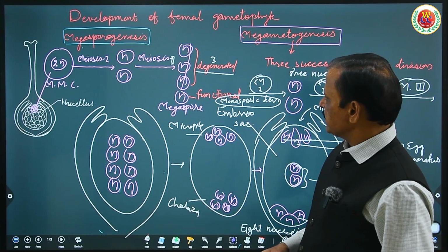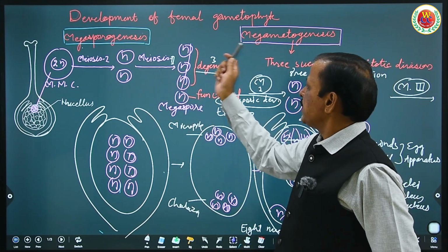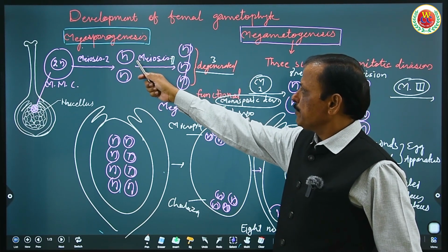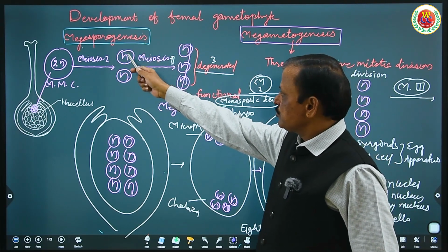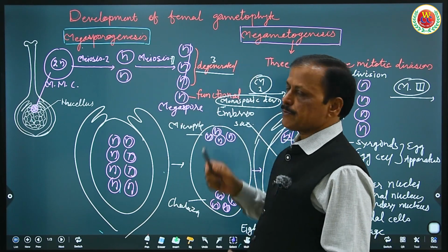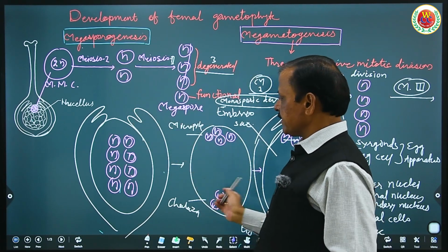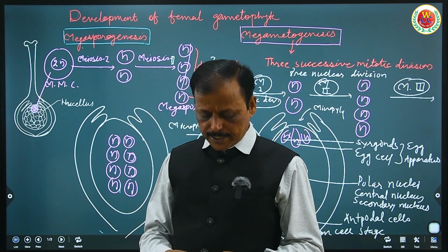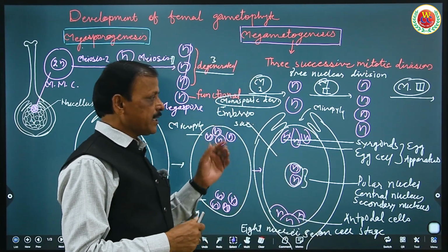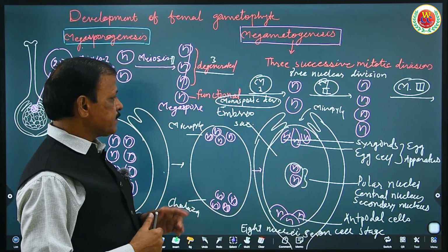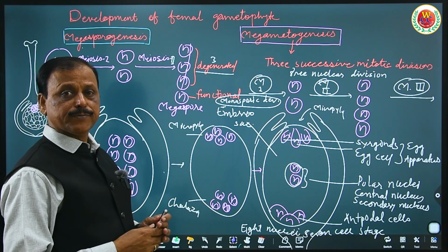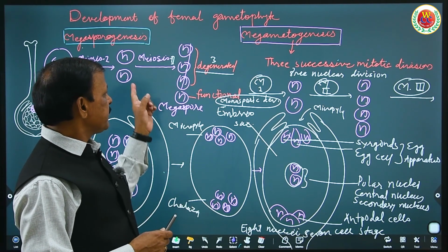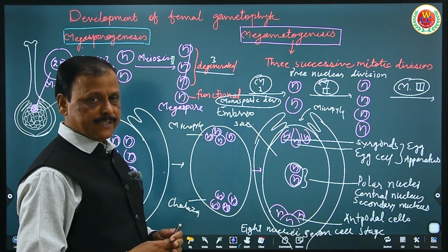Very important is that you can explain in 2 parts: the process of development of the female gametophyte occurs in 2 stages, megasporogenesis and megagametogenesis. With this diagram, an explanation can be given and a question can be asked for 5 marks. Briefly explain the process of development of female gametophyte in angiosperm. So we can make 2 parts and explain it nicely.